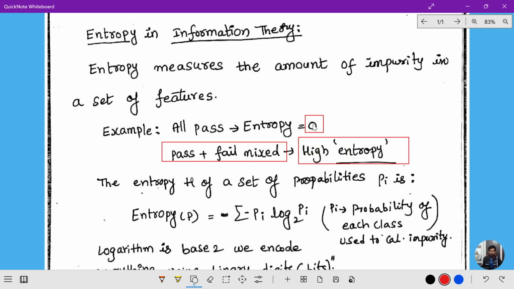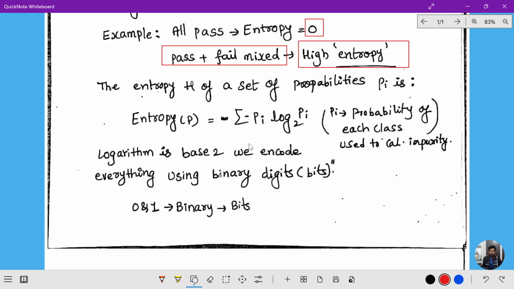Okay, entropy 0 means this is positive, where all the students pass. But when I say it is a combination of pass and fail, what is going to happen? There is a high entropy. So the entropy of the set of probabilities Pi, entropy of P, you observe the formula: sigma minus Pi log to Pi. So this is the formula to calculate the entropy.